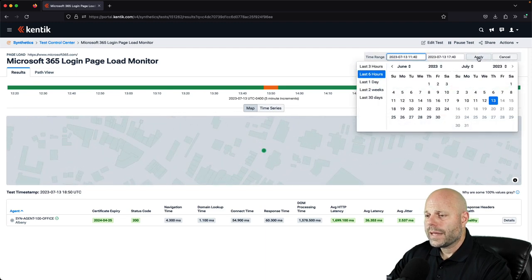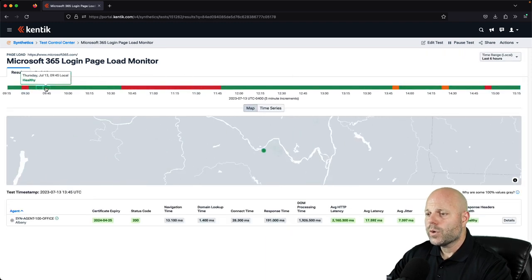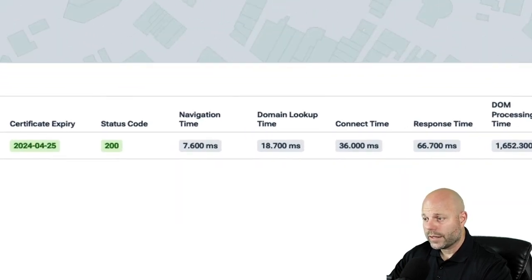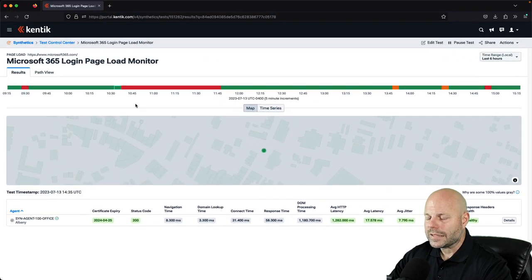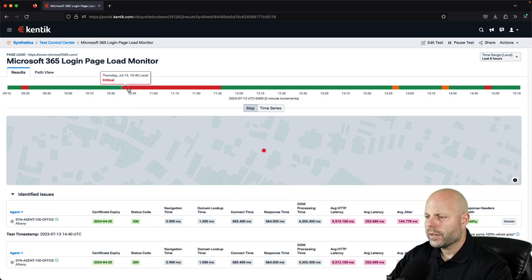So we'll open up that test, and notice that when things are working fine, we get a 200 status code, so that's good. The navigation time, domain lookup time are fine. Our average HTTP latency is about 1.5 seconds, which is normal. And our average latency, which represents the connection time, so network-centric latency, is around 15 or 16 milliseconds. Everything looks good here.